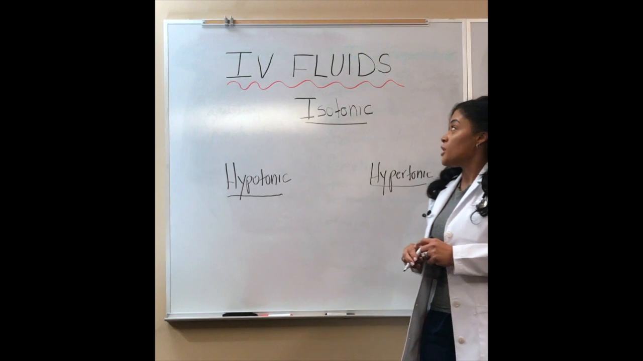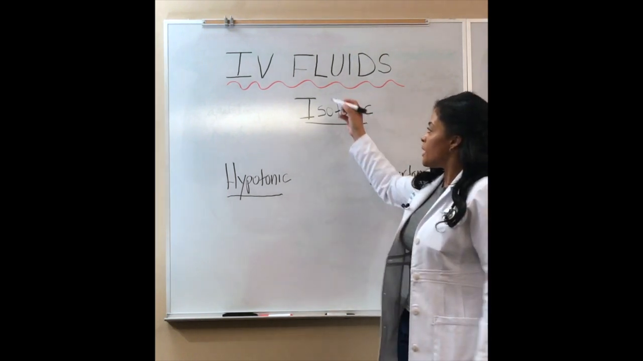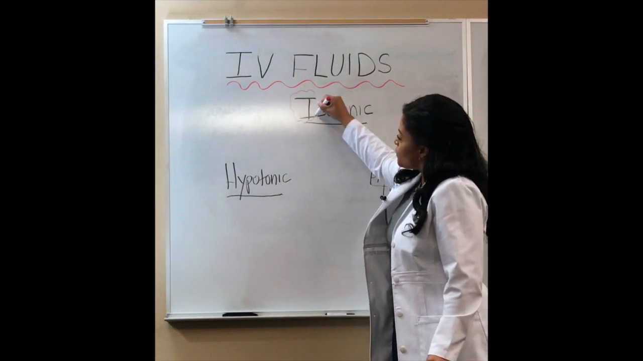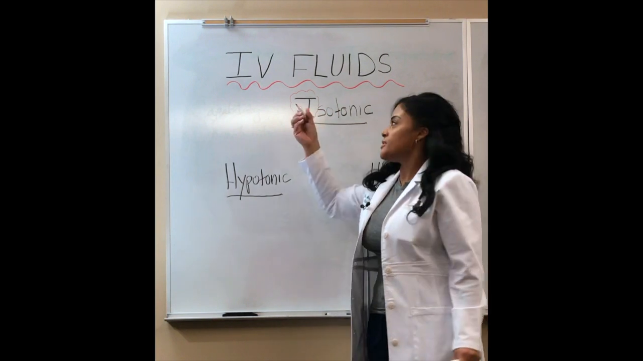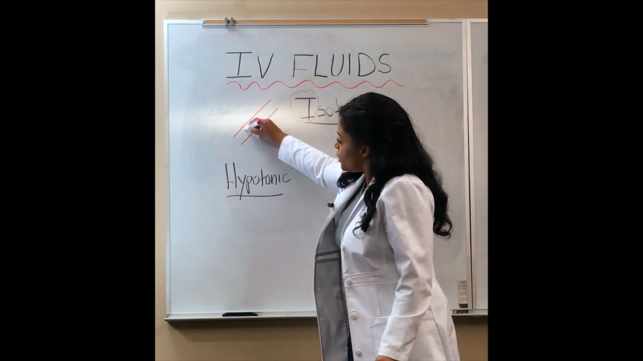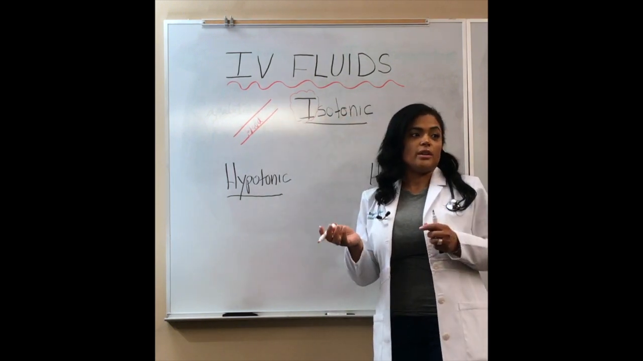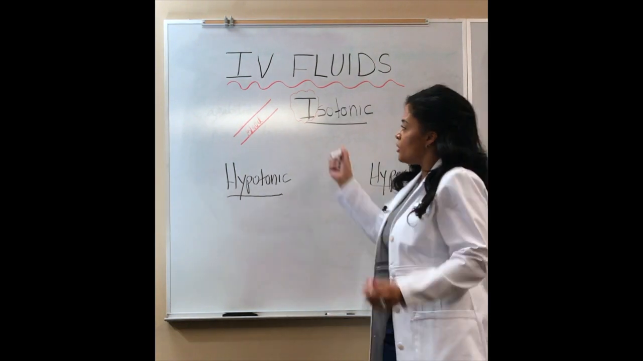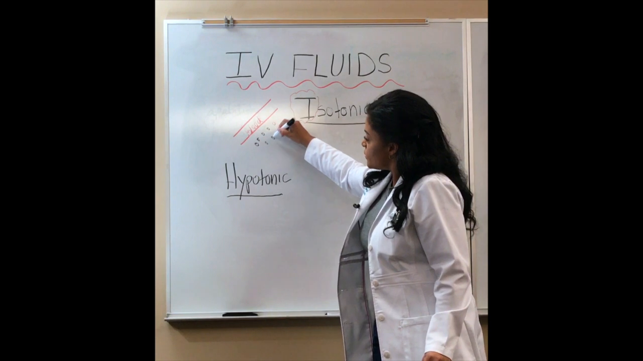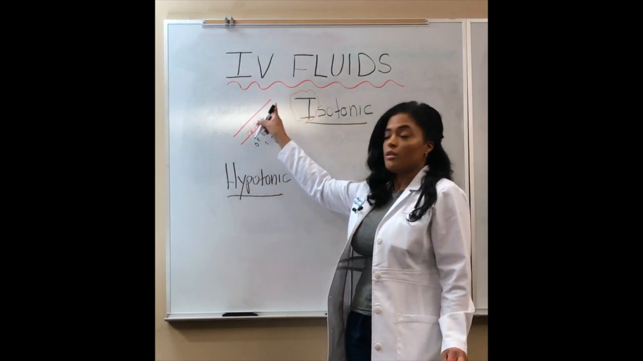So an easier way to remember it is, with isotonic, okay, you take the letter I, and we're going to pretend that this is a vessel. Okay, so in here you have blood, which is the circulating volume. And then here you have your cells that are outside of the vessel. So this could be your vein, artery.